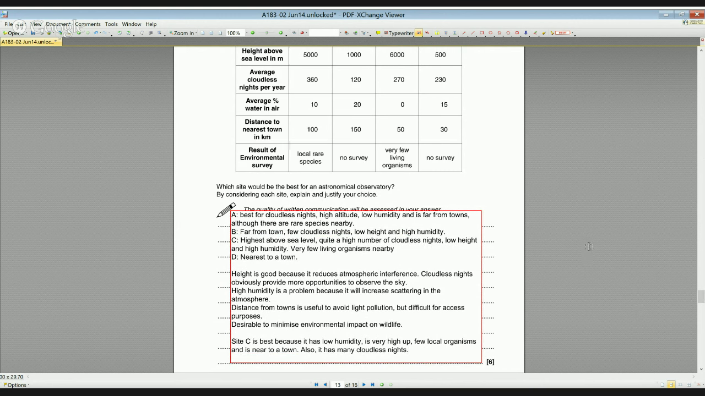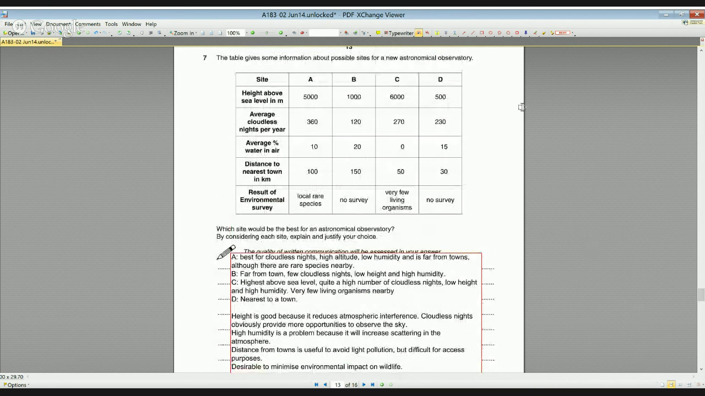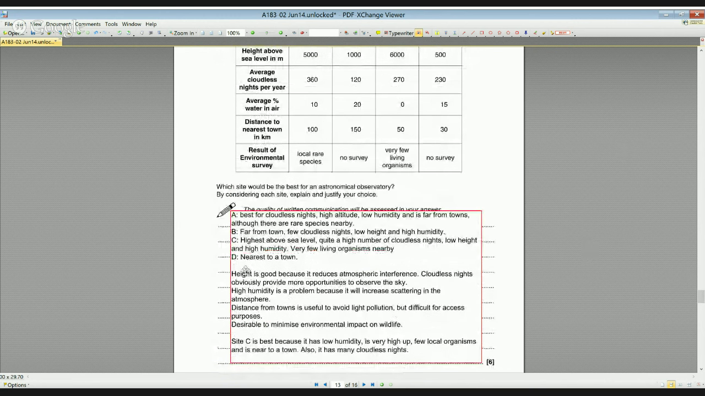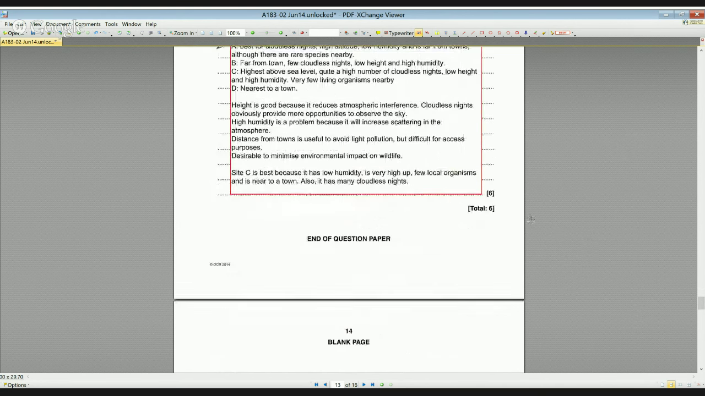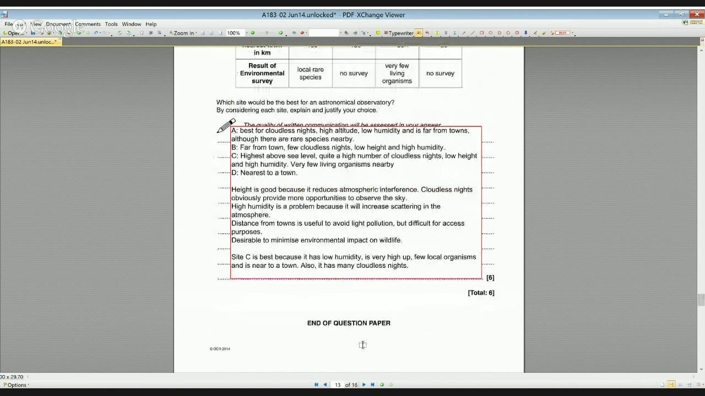An answer like that would get you 6 marks. This question, by the way, was aimed at grades up to a C. So to summarize what we've done here: we've pulled out the relevant information from the table, we've explained why each aspect of that is useful, and then we've picked a conclusion and we've justified that conclusion. That's the most important thing, and that should be worth 6 marks. And that's the end of the question paper.